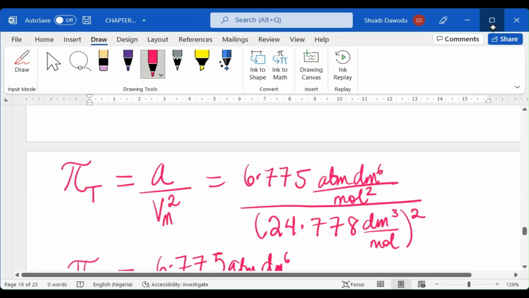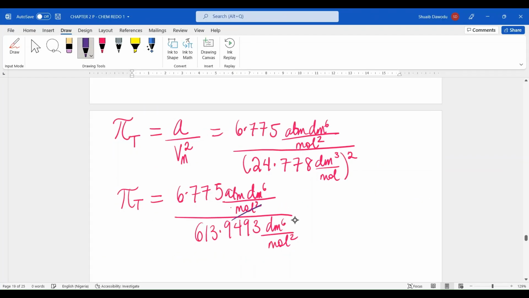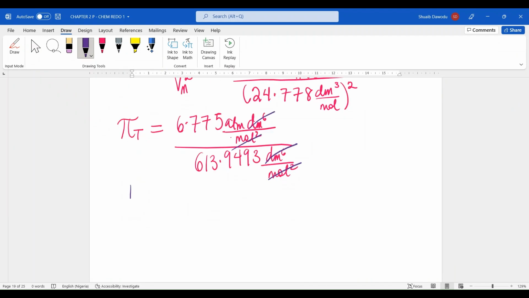So of course you cancel out the mole squared, dm6. So that would be pi t is just simply going to be 6.775 divided by 613.9493. So that would just simply be 0.0110351 atmosphere. Yeah, this is basically the internal pressure of SO2. This is basically the answer.